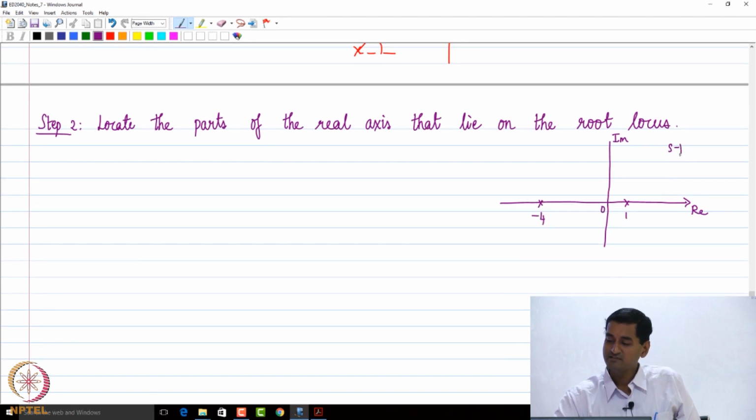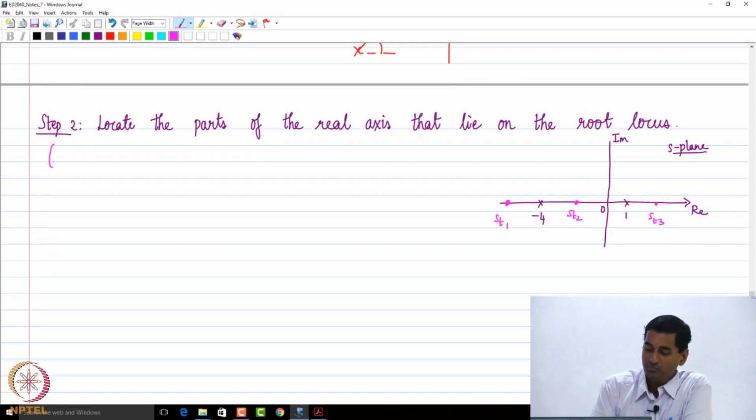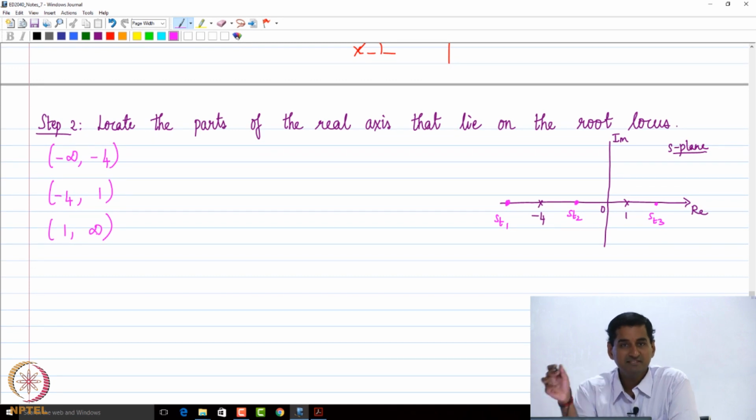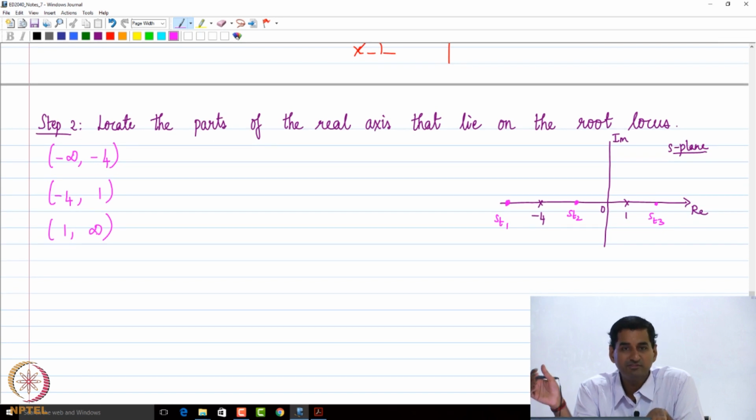So, what happens is that we are going to consider 3 test points, let's say ST1, ST2 and ST3, right. You see that the open loop poles and open loop zeros divide the real axis into three regions: minus infinity to minus 4, minus 4 to 1 and 1 to infinity. Do you agree? The real axis is divided into 3 chunks in this example by the real open loop poles and real open loop zeros, right.